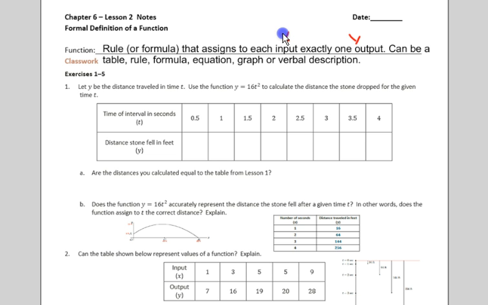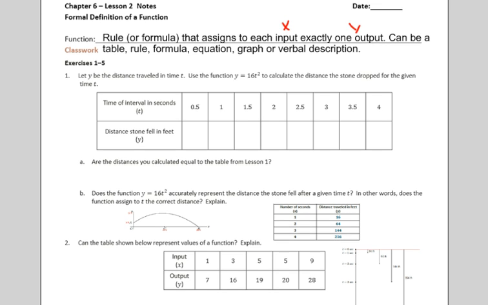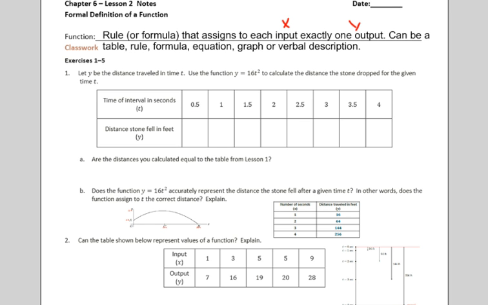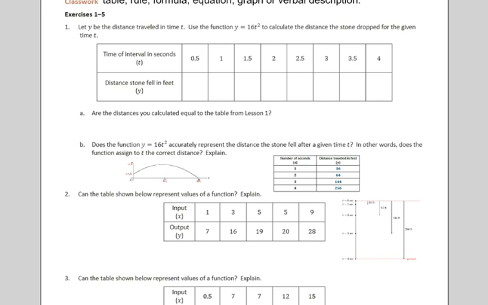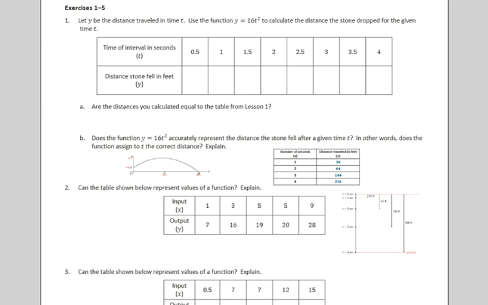In exercises 1 through 5, let y be the distance traveled in time t. Use the function y equals 16t squared to calculate the distance the stone dropped for the given time t. A part of the notes that I left out talks about someone dropping a stone and figuring out the speed of it, which correlates. This is what it looks like right here.